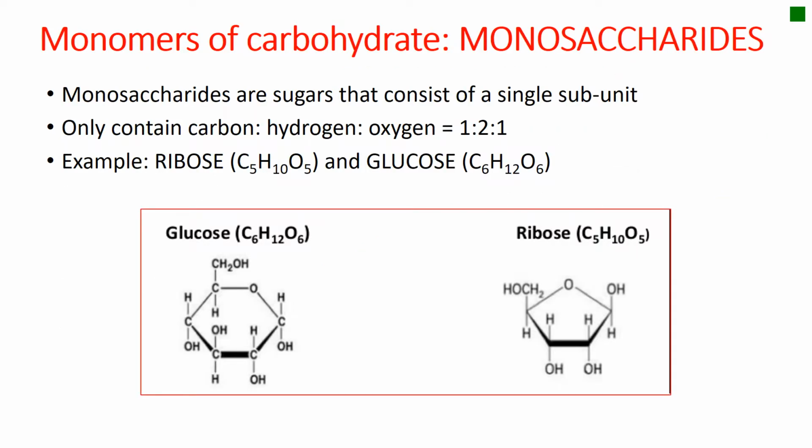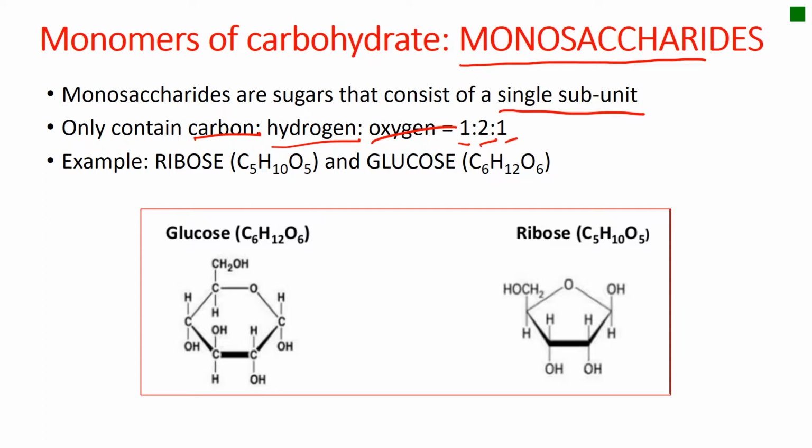So these are the further details about the monomers of carbohydrate. Again, the name is monosaccharide. Okay. Now, monosaccharides are sugars that consist of single subunit, and they only contain carbon, hydrogen, oxygen, and the ratio of those atoms are 1 to 2 to 1.